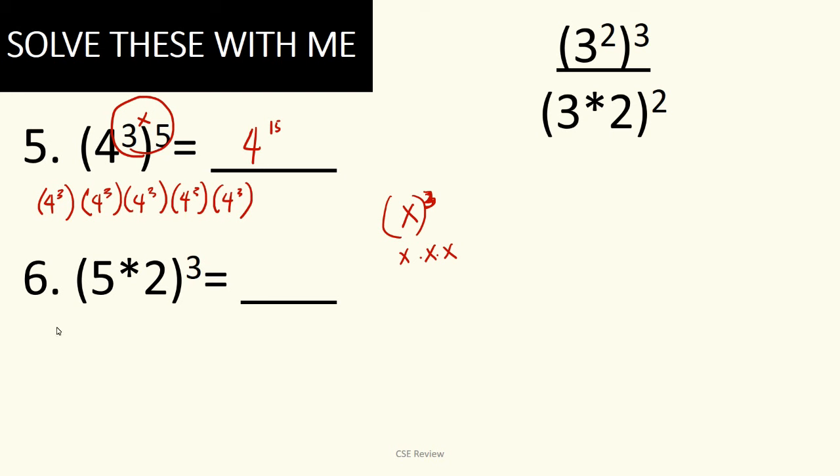Ngayon, itong nasa ilalim. Bakit ko ito i-emphasize? Kasi marami nagkakamali dito. Ang kailangan gawin here is to remember your PEMDAS. Okay? Parenthesis, exponent, multiplication, division, addition, subtraction. Dito muna tayo sa parenthesis. Dahil ang nasa loob ng parenthesis is 5 times 2. This is going to be 10. And then yun yung i-cube natin. So that is going to be 10 times 10 times 10. Okay? So that is 10 times 10, which is going to give you another 0. Times 10, that is going to be 1,000.